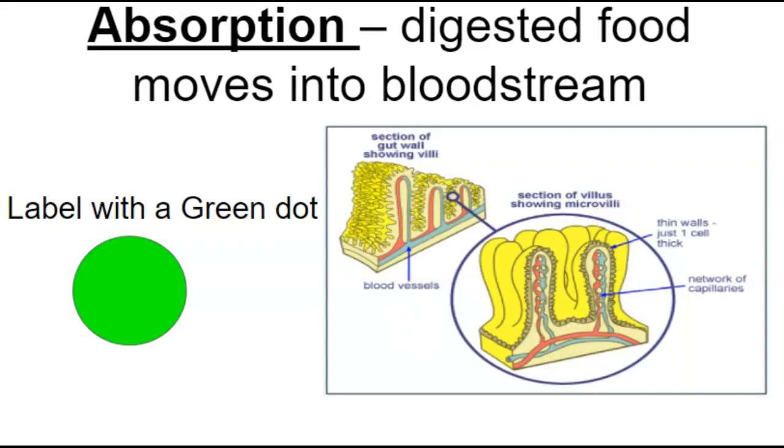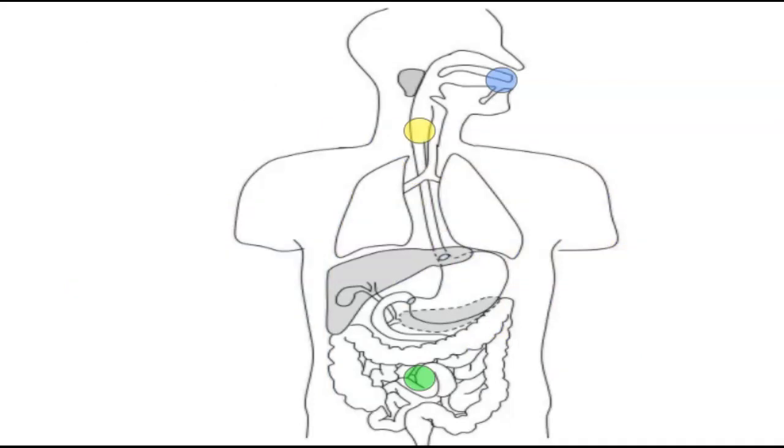So we're going to label this with a green dot. If you don't have markers or don't want to label it like that, you can just write that it happens in the small intestine.